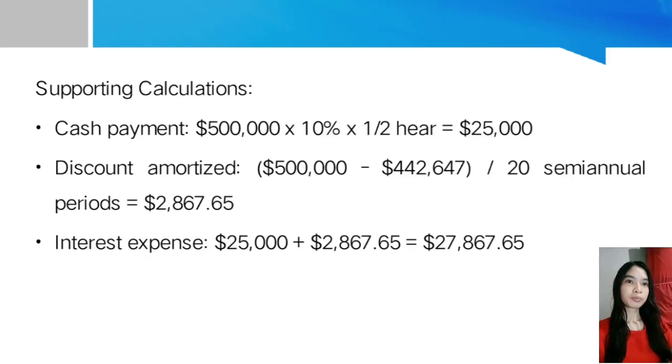So we have here the supporting calculations. For the cash payment: 500,000 times 10% times 1/2 equals 25,000. Discount amortized: 500,000 minus 442,647, divided by 20, that is 2,867.65. Interest expense: 25,000 plus 2,867.65 equals 27,867.65.